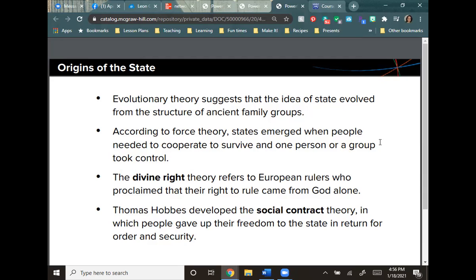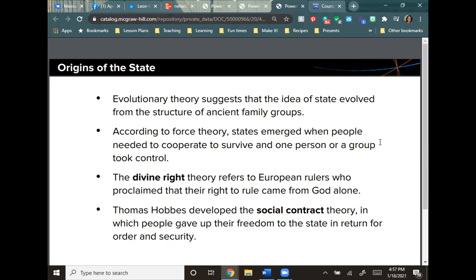According to force theory, states emerged when people needed to cooperate to survive, and one person or a group took control. Now, with force theory, that's often by a military overthrow. There's some kind of violence involved. That's why it's called force. It's an overthrow, it's violent.